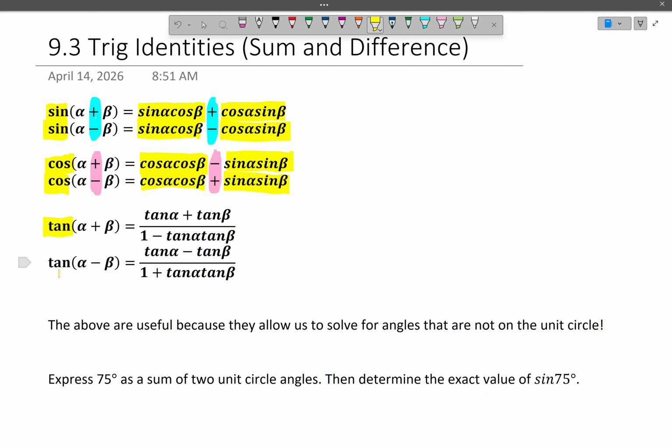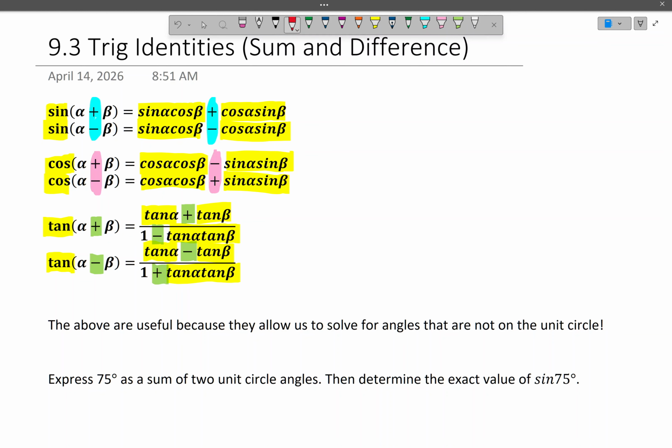Okay, tan works the same way. We always have tan A, tan B, tan A, tan B, or 1 plus, 1 minus. And then the part that's different is down here. So plus gives a plus up here and a negative down there. Minus gives a minus up there and a positive down there. So I like to notice that the sines are both the same except for the positive and negative flip. Cosines are both the same except positive and negative flip. Tans are both the same except positive and negative flip.